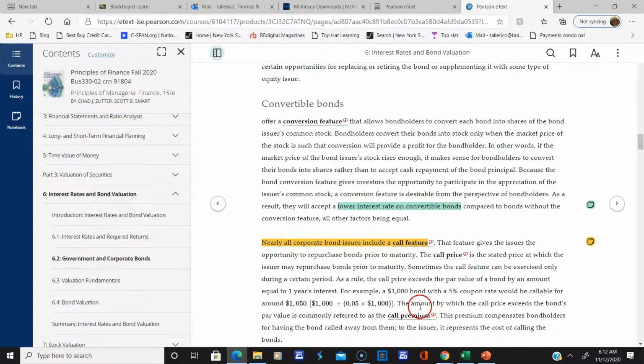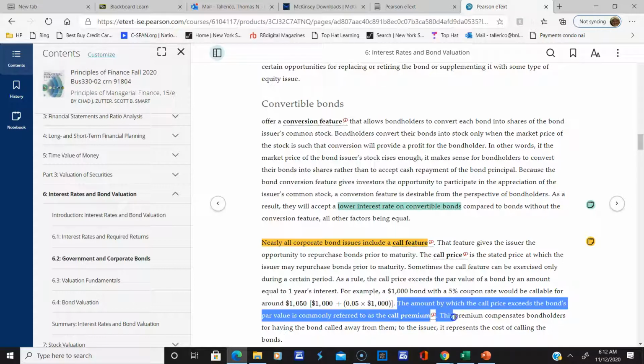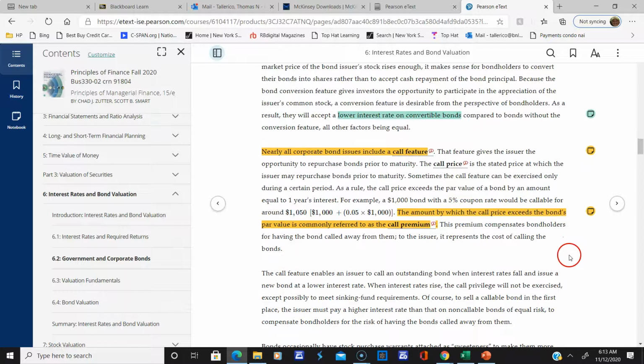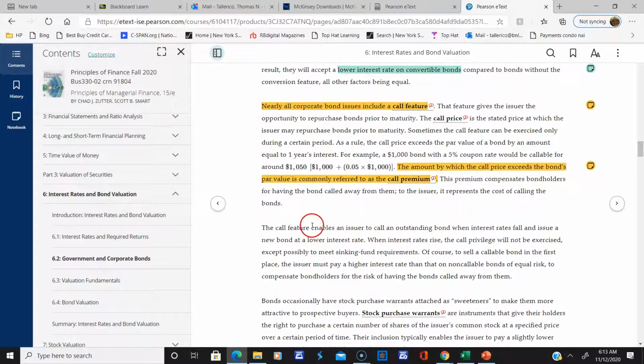Okay, but if you have a bond that's callable, you're going to get what's called a call premium because you have something that's got more value. So you can see here the amount by which the call price exceeds the bond's par value is called a call premium, because basically you're taking a little more risk, so you're going to get a little bit more return. All right, so a lot of bonds can be called back. So this premium compensates bondholders for having the bond called away from them. To the issuer, it represents the cost of calling the bonds.